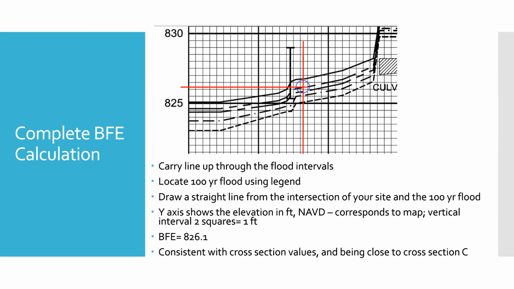So the y-axis shows the elevation, and so it's also 10 squares, but you can see the interval is just slightly different. So 10 squares here is 5 feet, so 2 squares is 1 foot. So I've just put my BFE at 826.1 because it's pretty low on that square. It looks like my line might be even a little high, so it's just really low on that square, but it's right above 826, so I put 826.1, which is consistent with my cross-section value, and it makes sense because my site is so close to cross-section C when you consider that B is 160 feet down, and I'm only 20 feet down, and the difference between those two cross-sections is only like 0.7 feet.